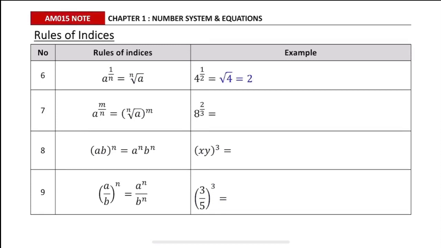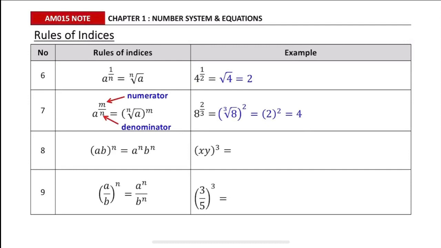For a to the power of m over n, both the numerator and denominator of a fractional power have meaning. The denominator of the fraction stands for the type of root, and the numerator gives the power of the whole term. For example, 8 to the power of 2 over 3 equals the cube root of 8 raised to the power of 2. We solve the cube root of 8 first, which equals 2, and then raise it to the power of 2. Then the answer equals 4.